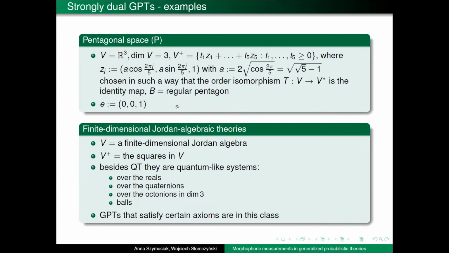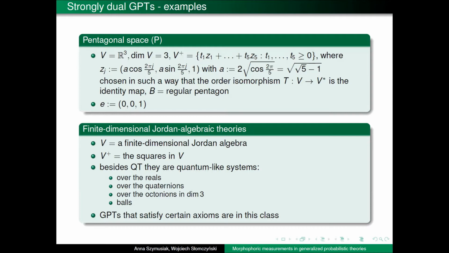For instance, in R3, there is a pentagonal space. It could be a pentagon, but it can also be some other regular polytope with an odd number of vertices, and we have to put this pentagon in a special way in this three-dimensional space to obtain a strongly dual GPT here.